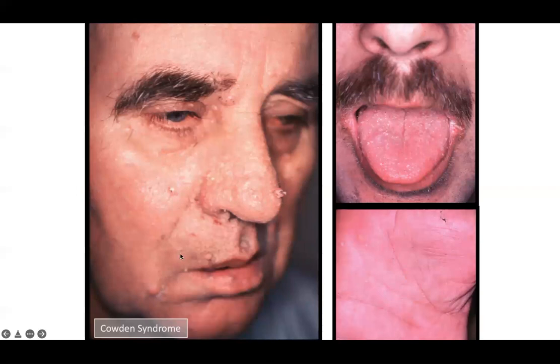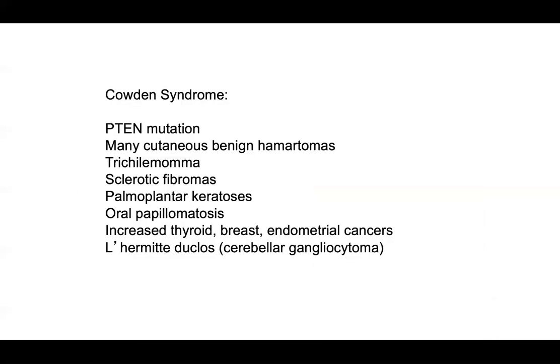So here's an example of Cowden disease, and the patients can have a lot of entities associated with the development of the PTEN mutation, including many trichilemmomas, but you can have these sclerotic fibromas. Here you see this oral cobblestoning that occurs frequently in patients with Cowden. Cowden syndrome can be remembered by associating it with that PTEN mutation.